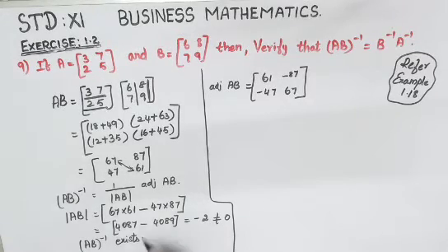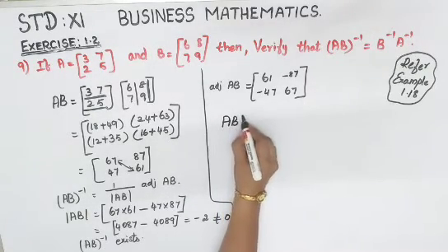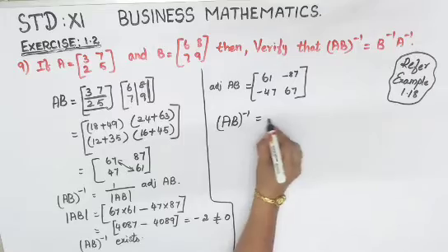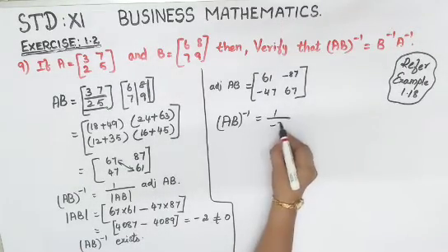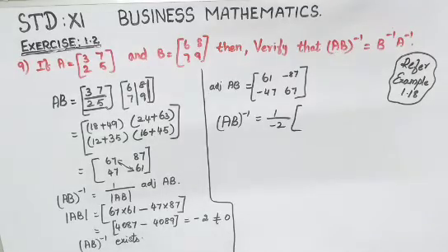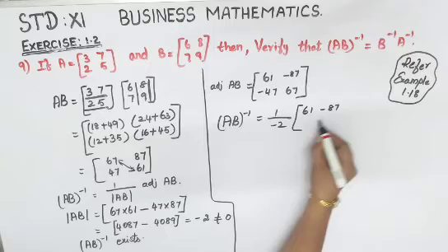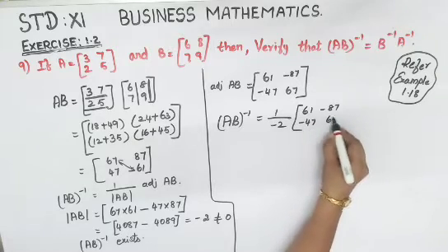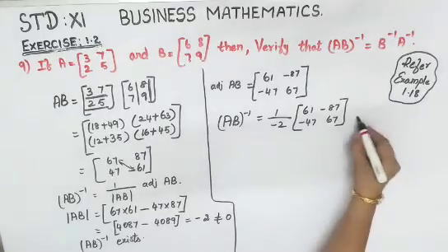Okay, so now the determinant of AB is over and the adjoint of AB is over. So (AB) inverse is equal to 1 by determinant of AB, which is minus 2, then open your bracket, then the adjoint of AB is this answer: 61, minus 87, minus 47, 67. So this is your left hand side answer. You just mark it as 1.